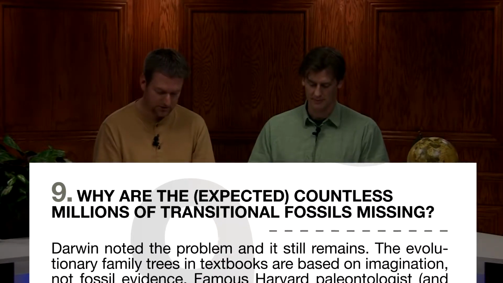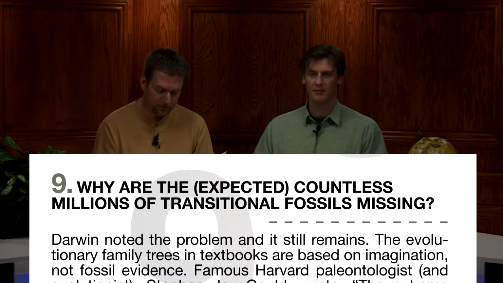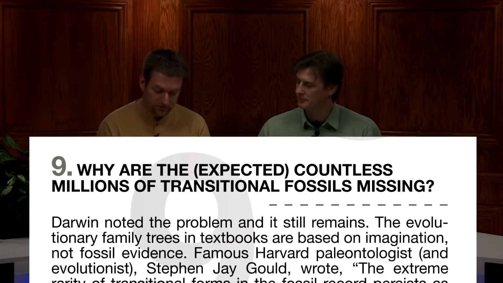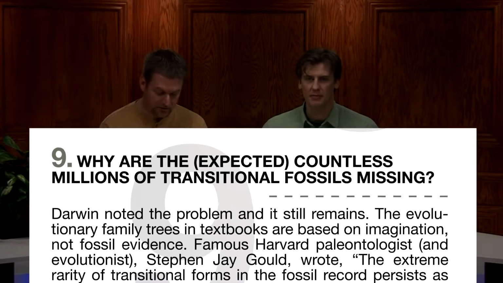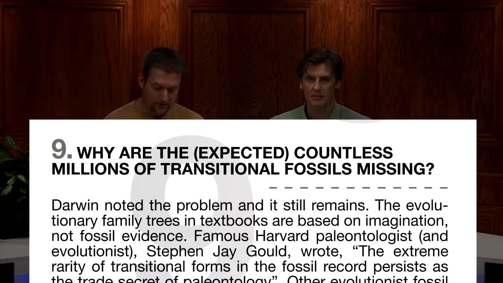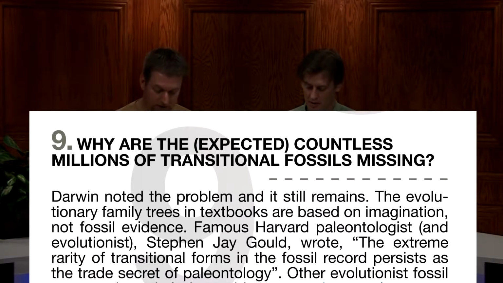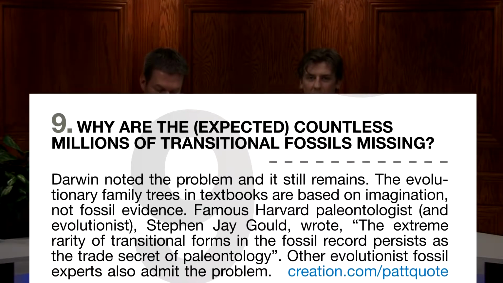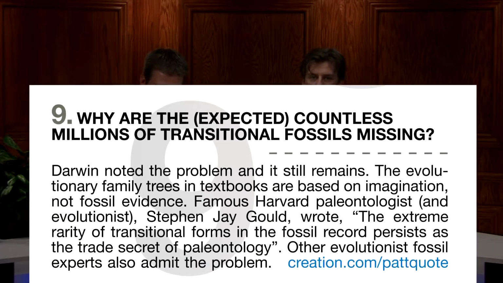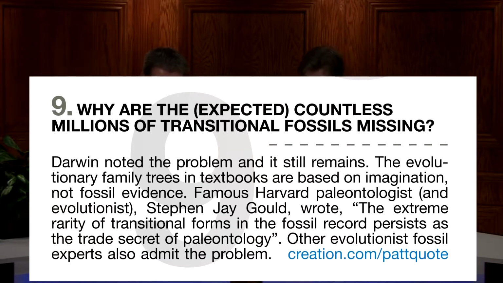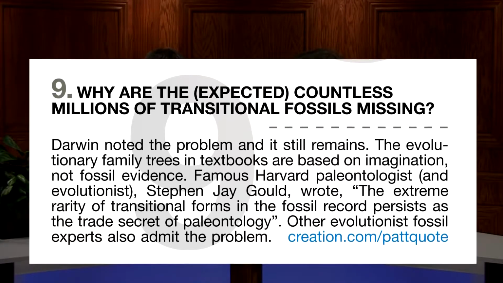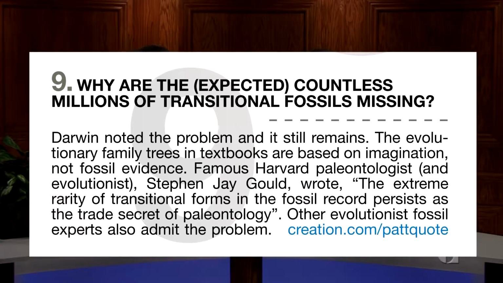Here's the detail on the question. Darwin noted the problem, and it still remains. The evolutionary family trees in textbooks are based on imagination, not fossil evidence. Famous Harvard paleontologist and evolutionist Stephen Jay Gould wrote, "The extreme rarity of transitional forms in the fossil record persists as a trade secret of paleontology. Other evolutionist fossil experts also admit the problem." So that's the question with the detail.